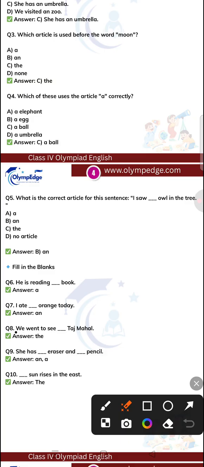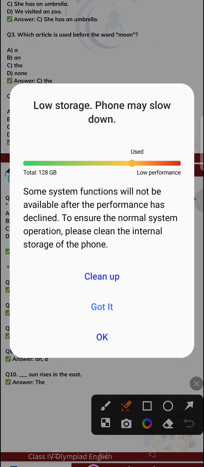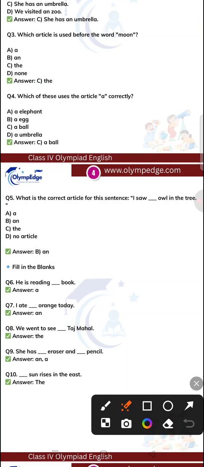Then next question: we went to see dash Taj Mahal. Again, Taj Mahal is the name of a particular monument, right? So we will use the. So we went to see the Taj Mahal, right?